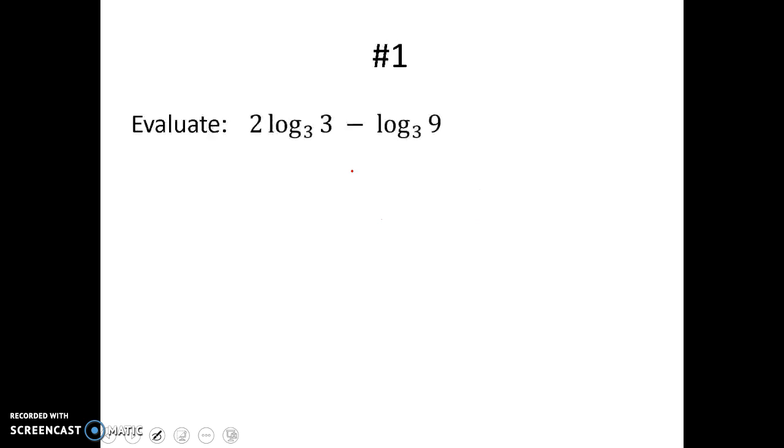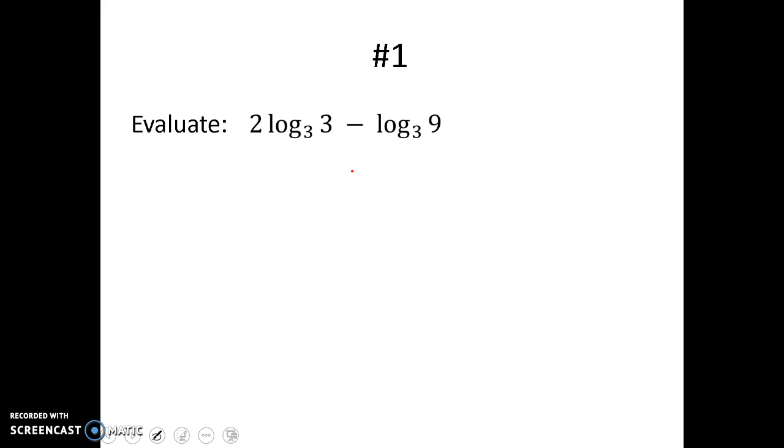For each one of these, I would suggest that you pause the video. Try it on your own and see if you can do these problems before starting the video up again and seeing if they match with what we came up with together. So here are several ways to do number 1.